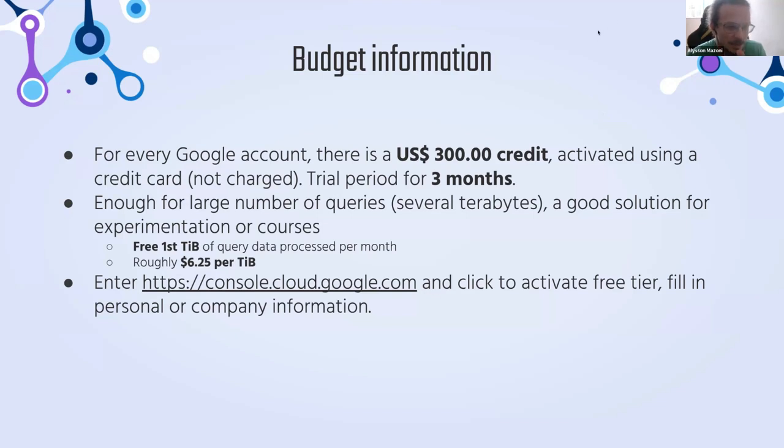Here we have more precise numbers. The first terabyte is for free, if you're already paying, and it's roughly $6.25 for every terabyte. And then you can go there to activate the free trial. You don't have to do this now because we are adding you to the system. So the queries you will be making here today will be charged and paid by OpenAIRE, by this initiative.